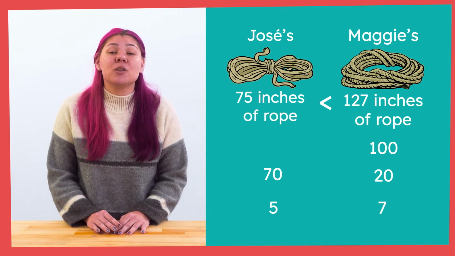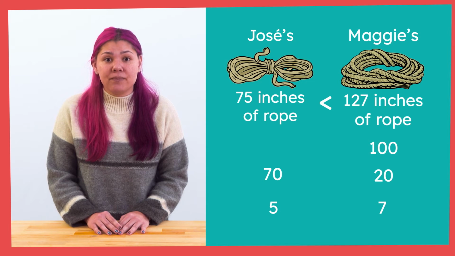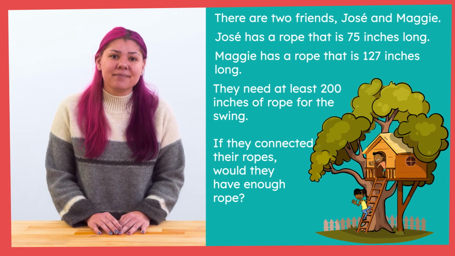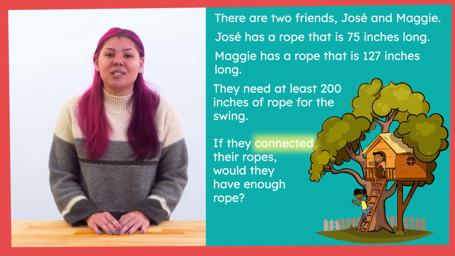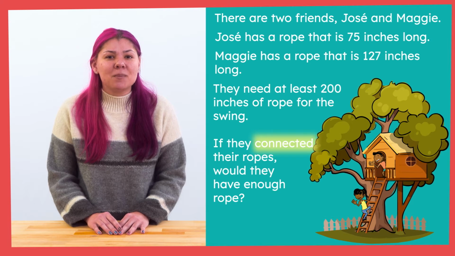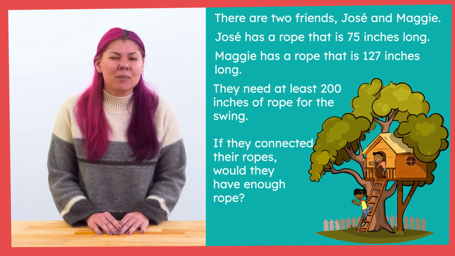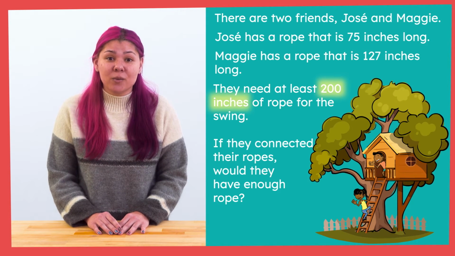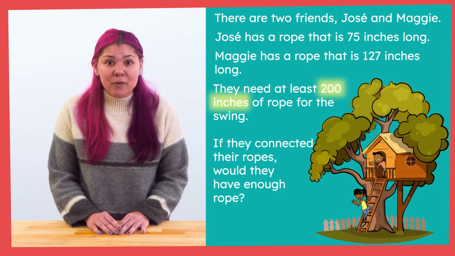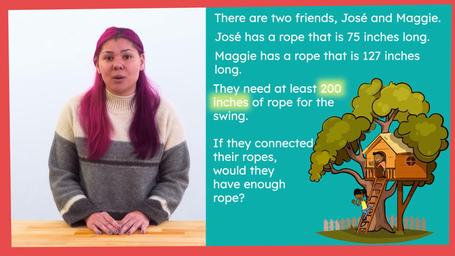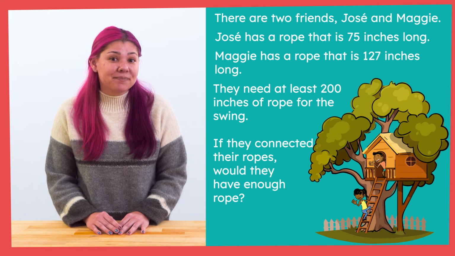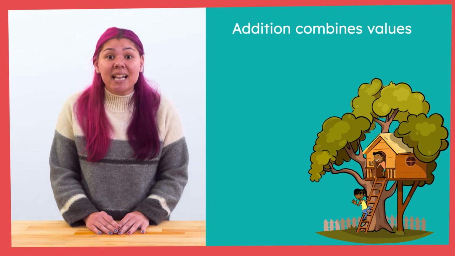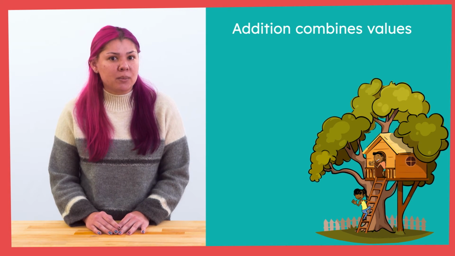Now we need to think about if together they have enough rope. How do we know they're going to put their ropes together? What word in the text tells us this? Right, connected means to join 2 things together. How much rope do Maggie and Jose need for the swing? Look back at the text. According to the text, Jose and Maggie need 200 inches of rope. How can we figure out if they have enough rope? What operation could we use to determine if together they have enough rope? Yes, addition represents combining two amounts, which is exactly what we need to do. What would our equation be for this problem?